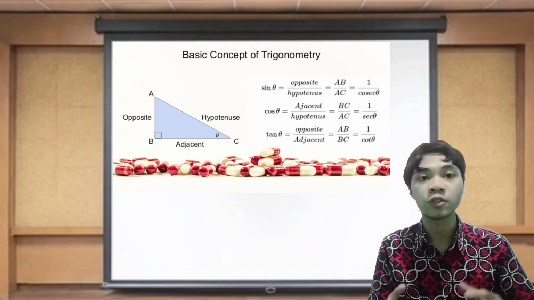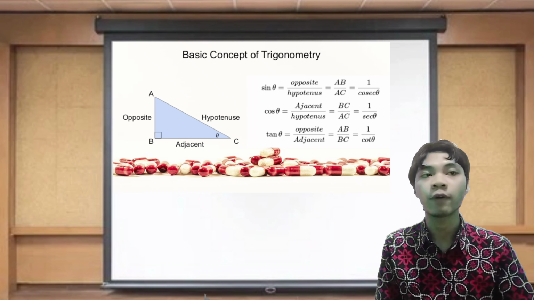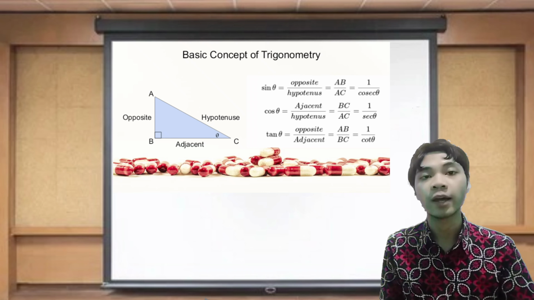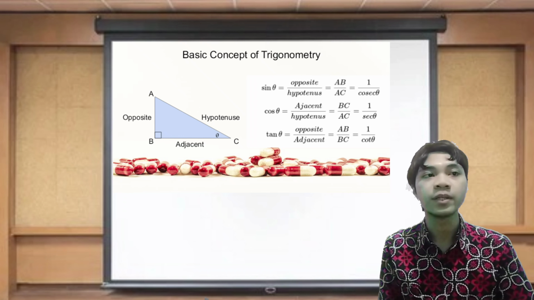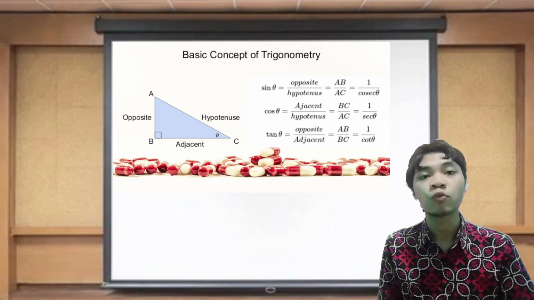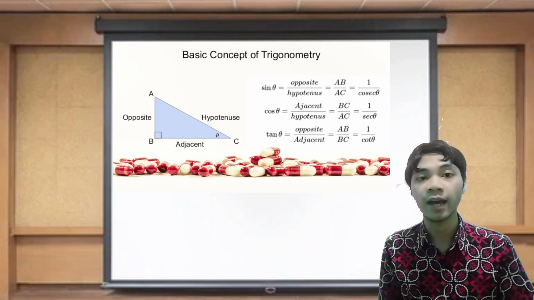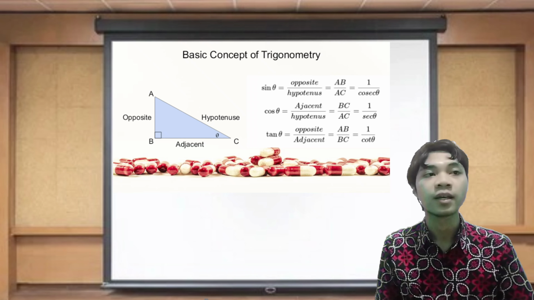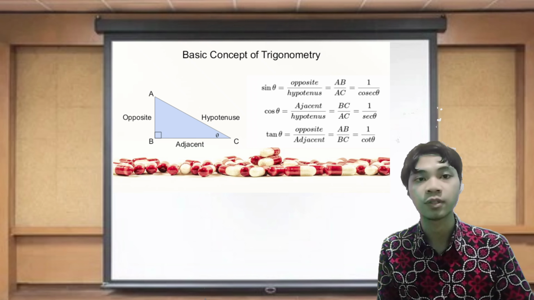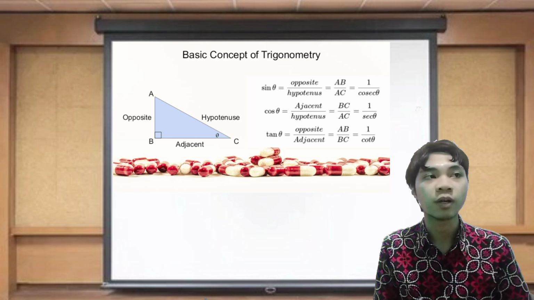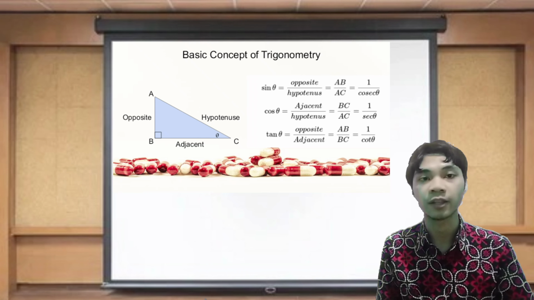In the basic concept of trigonometry, if we have ABC right triangle with a right angle in B, we can say that AC is hypotenuse, BC is adjacent, and AB is opposite. And if we have theta in C angle, we can say that sine theta is opposite over hypotenuse, is AB over AC. Sine theta equals 1 over cosecant theta.